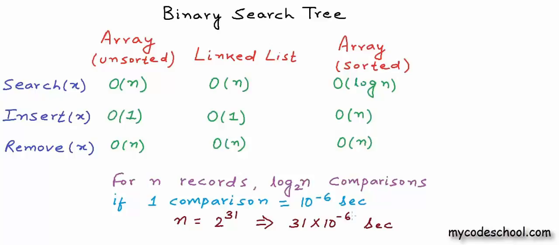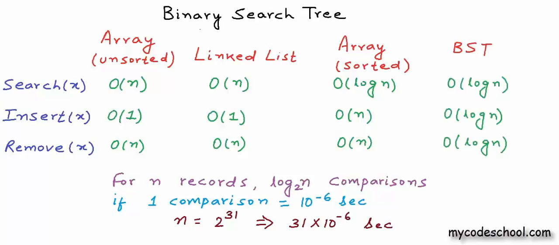But what about insertion and removal? They are still big O of n. Can we do something better here? Well, if we use this data structure called binary search tree, I'm writing it in short, BST for binary search tree, then the cost of all these 3 operations can be big O of log n. In the average case, the cost of all the operations will be big O of log n, but in the worst case it is big O of n, and we can avoid the worst case by making sure that the tree is always balanced.